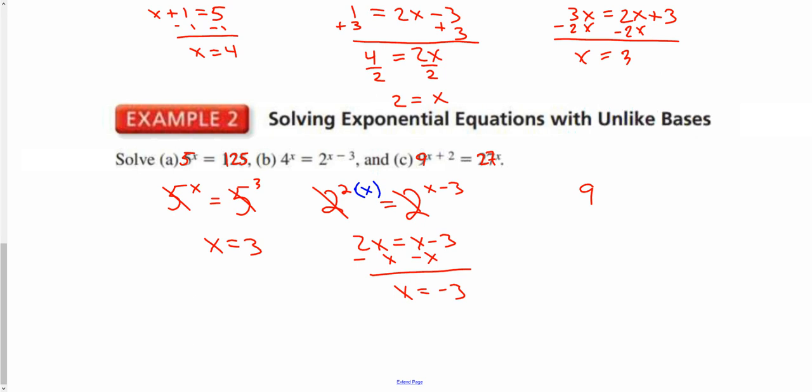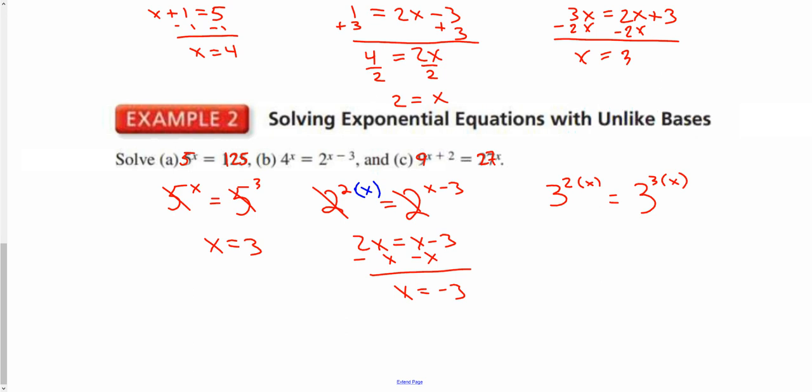If the big one can't turn into the small one, change them both. So let's think about the small one now. The small one is a 9. We can change that into a 3. Well, not cubed. For this 9, it would be squared times the x. And now the 27 can turn into a 3. That would be 3 cubed. And then this one right here is times the x that's already there.